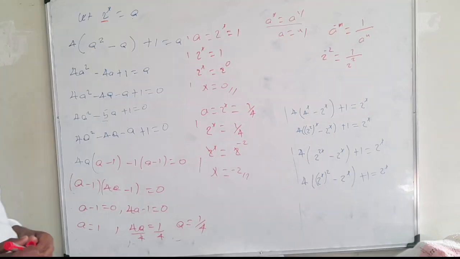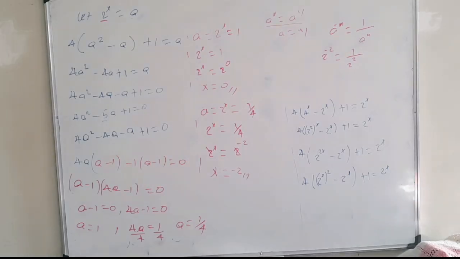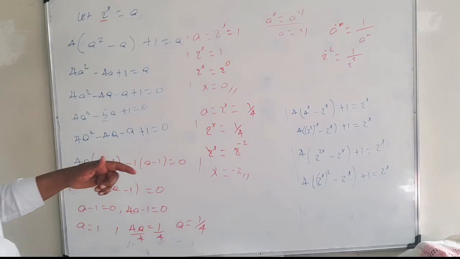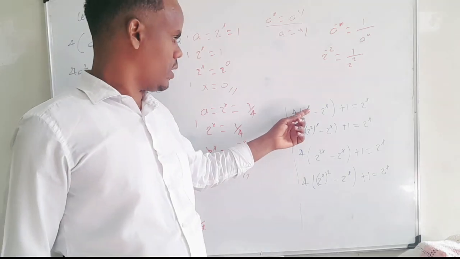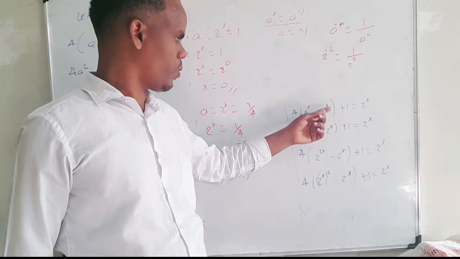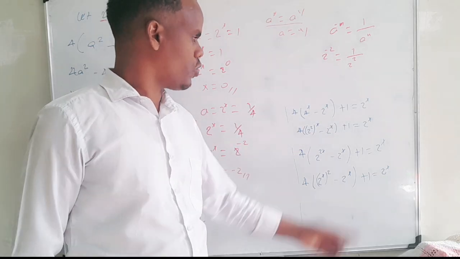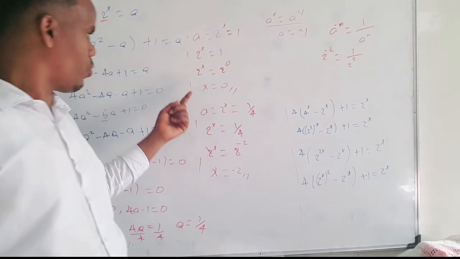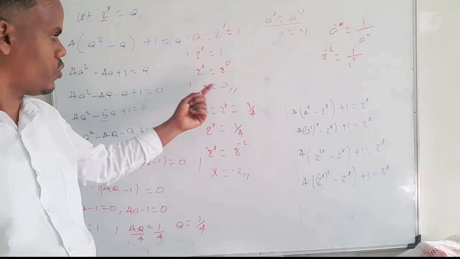So x is equal to 0 or x is equal to minus 2, to be satisfied in the equation.